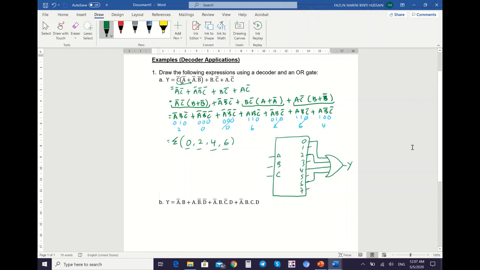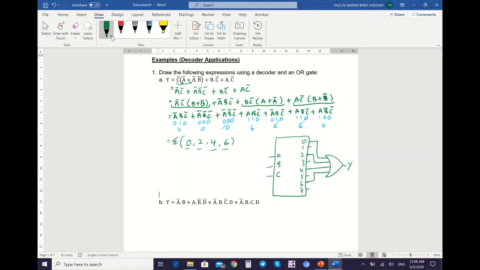So this is the first example. Okay, how you can draw the expression using decoder and OR gate. So now this is actually the 3 to 8 decoder, sorry. So I will show you what happens if you convert the product term not following the sequence of the variables.